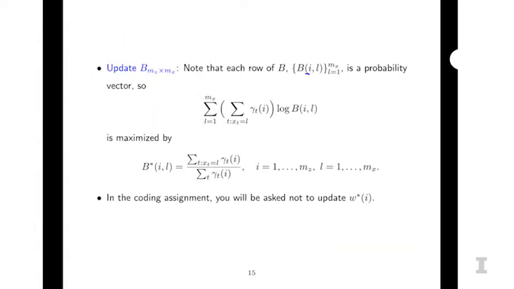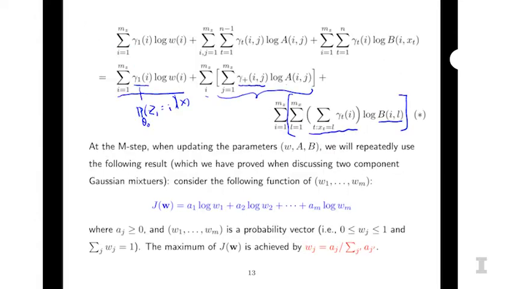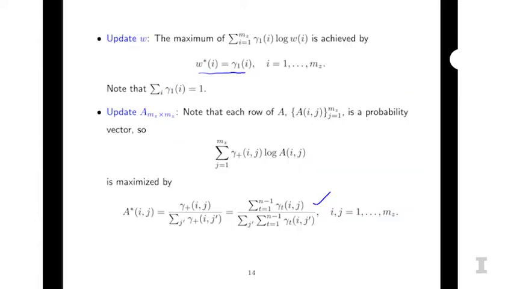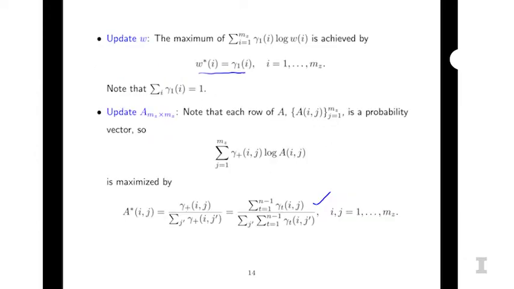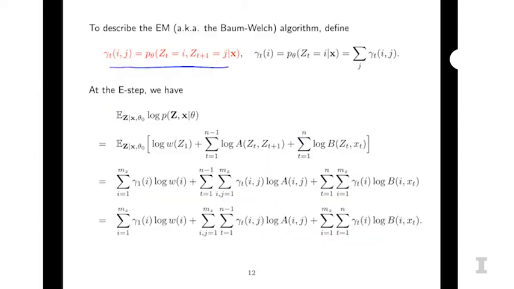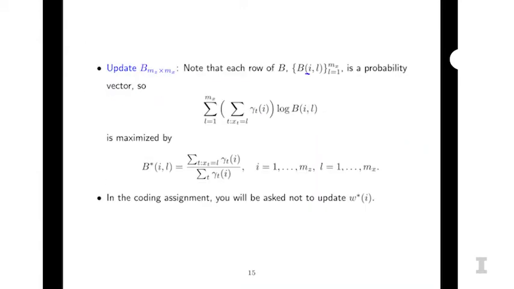So that's the solution. Here, we just described the EM algorithm for the hidden Markov model. We're going to start with some initial value of theta. Then we can compute the gamma matrix. Then we have formulas to update W, A, and B. And then once we get the new parameters, we can go back to recalculate this gamma matrix and then update W, A, and B again until convergence.